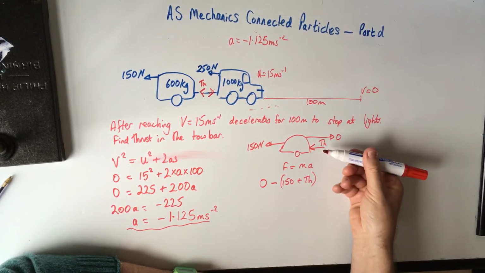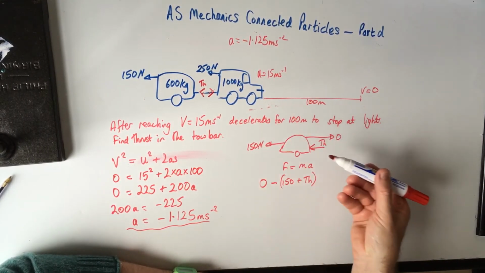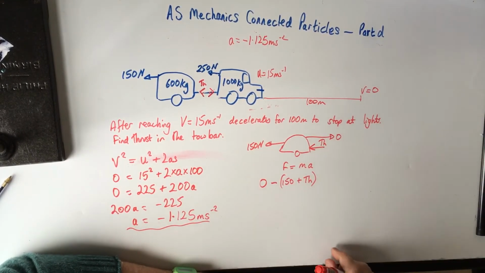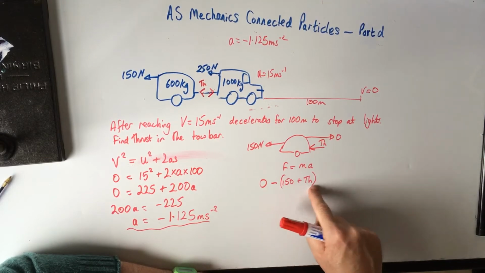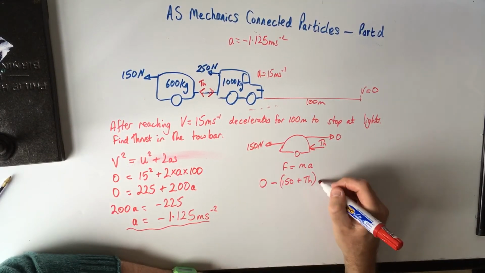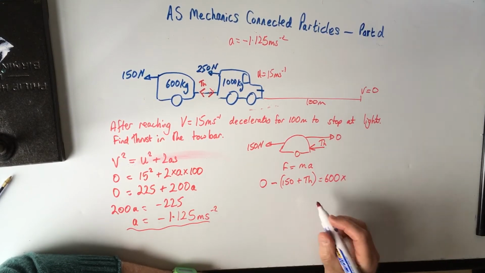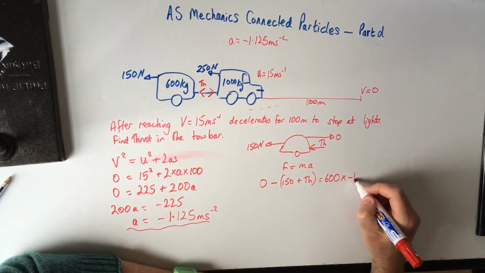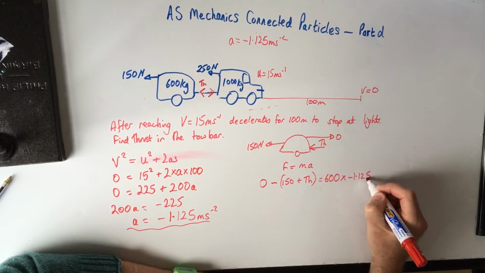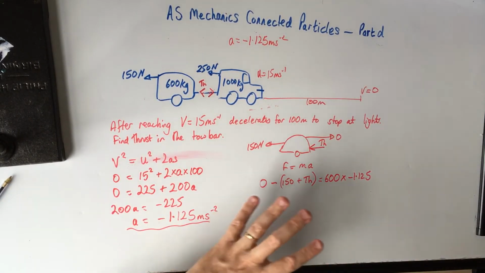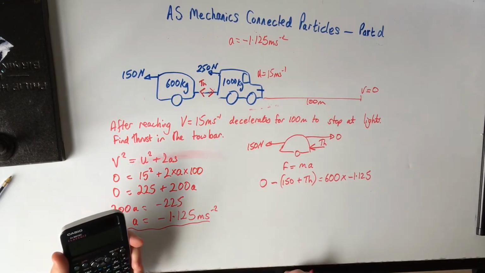Okay, because remember, you've got to get direction in, and that's a minus 150 if that way is positive. So this becomes a minus force also, and that is equal to the mass, which is 600, times the acceleration, which is minus 1.125. Okay, so there's the maths, being careful with thinking about direction and forces.